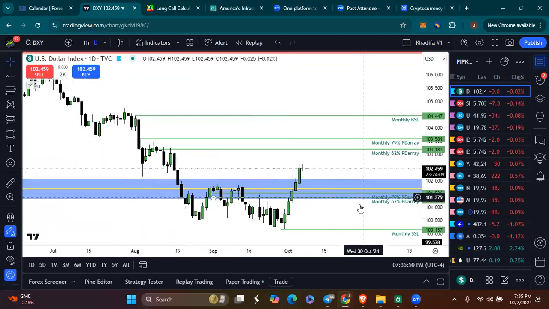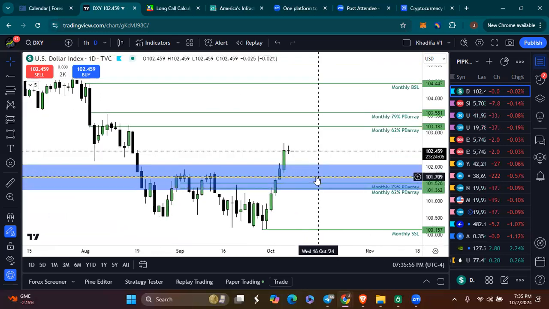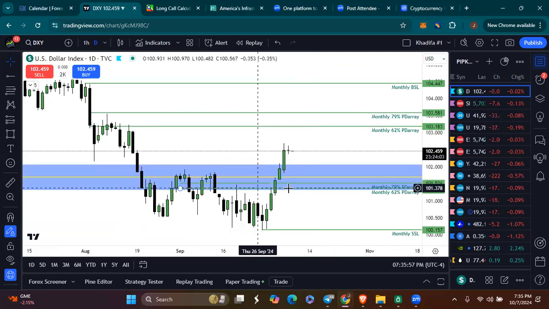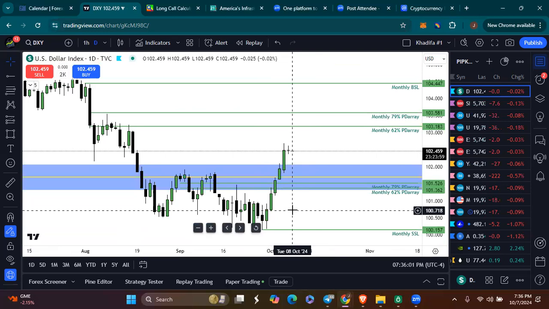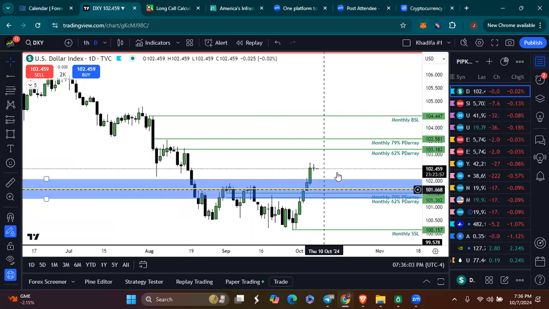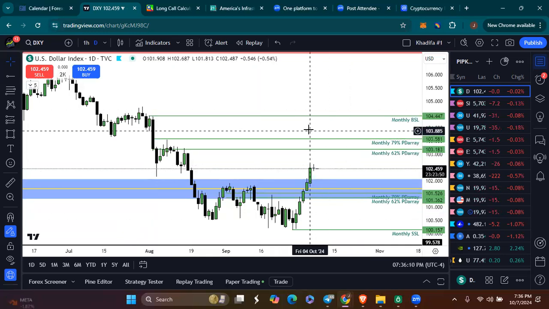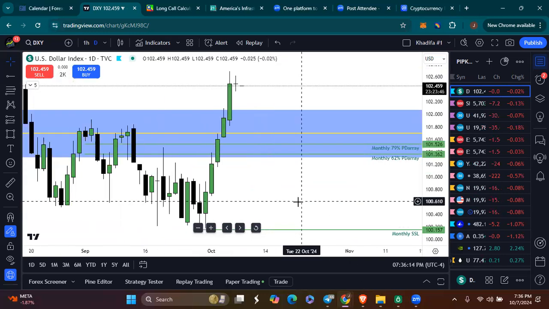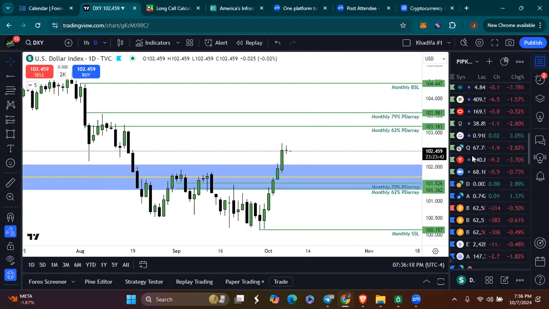So that's my bias, or should I say my scenario, for Dixie starting out the beginning of the week. I want to see us pull down, swing up into this imbalance, and then sell off, or go ahead and push up and then sell off. Either or. So that's my if-this-then-that analysis with the dollar index. Let's look at our currency pairs.